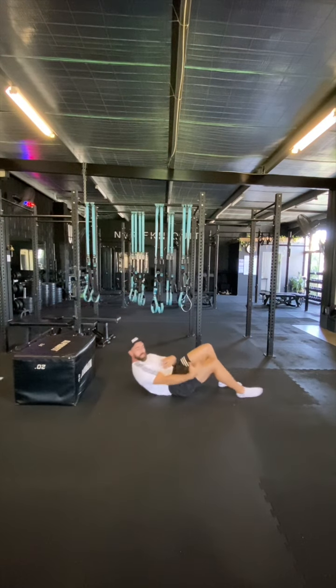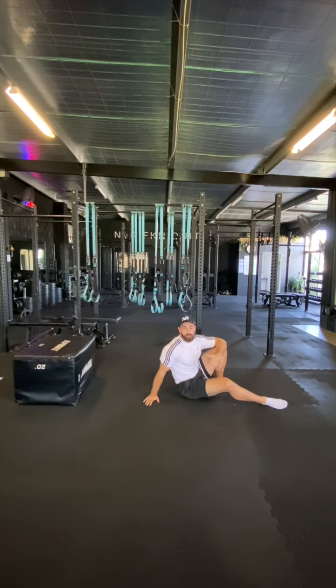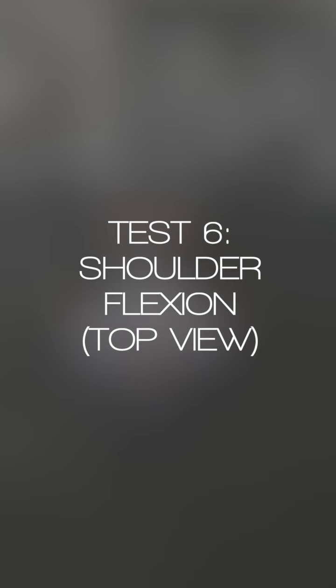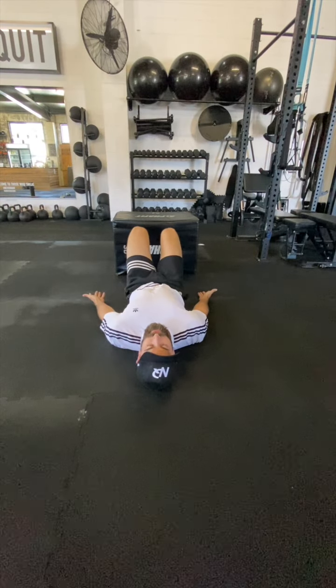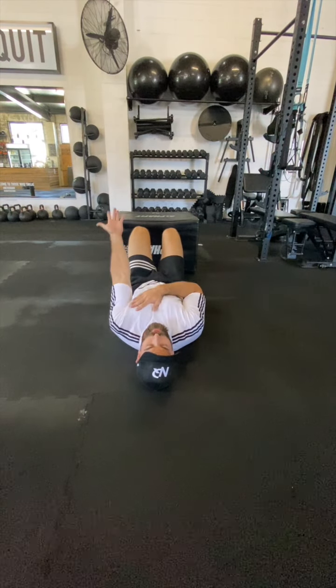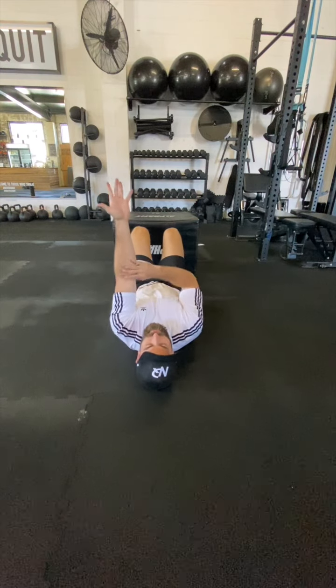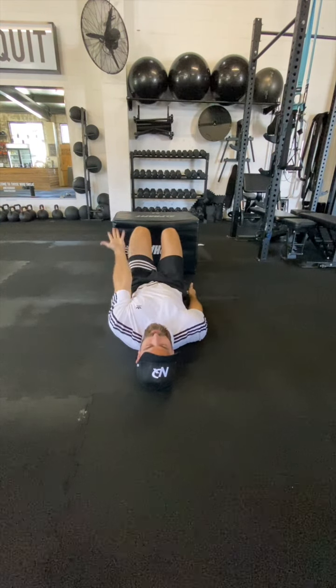Now we're going to take a look at a different vantage point and look at a couple other things that will tell us that the test has ended. Ensure that when we're setting up for the top view for the shoulder flexion test, that you can see the arm go all the way through its arc, so we can see if there's any deviations from midline as we're performing the exercise.